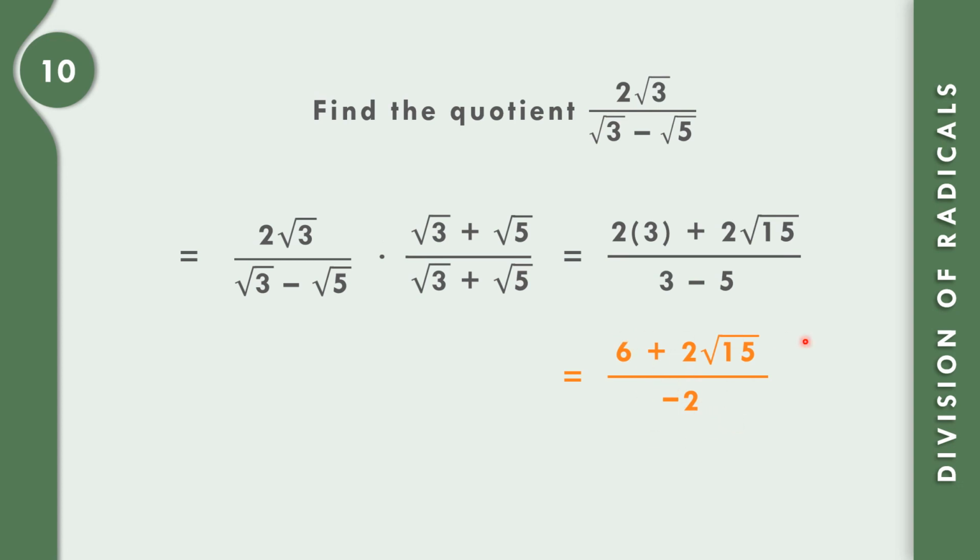This time, this is not final answer because meron pang pwedeng pang divide. So that is 2. So 6 divided by negative 2, that is negative 3. And then 2, positive 2, divided by negative 2, that is negative square root of 15. So our final answer is negative 3 minus square root of 15.